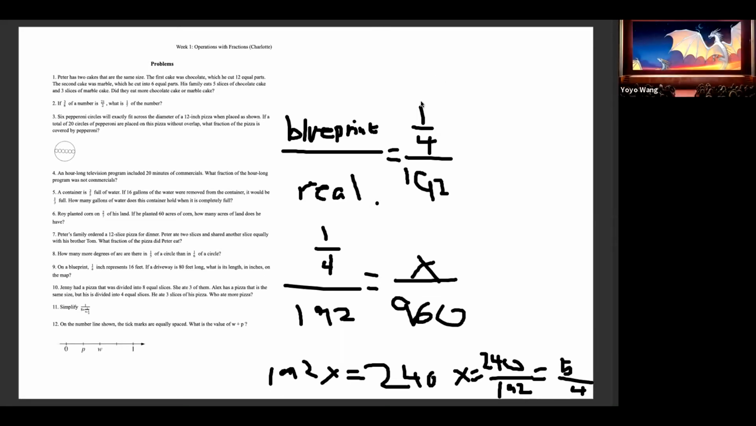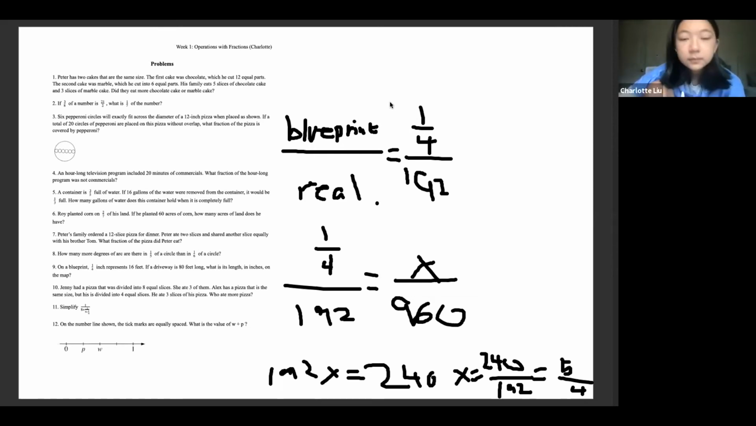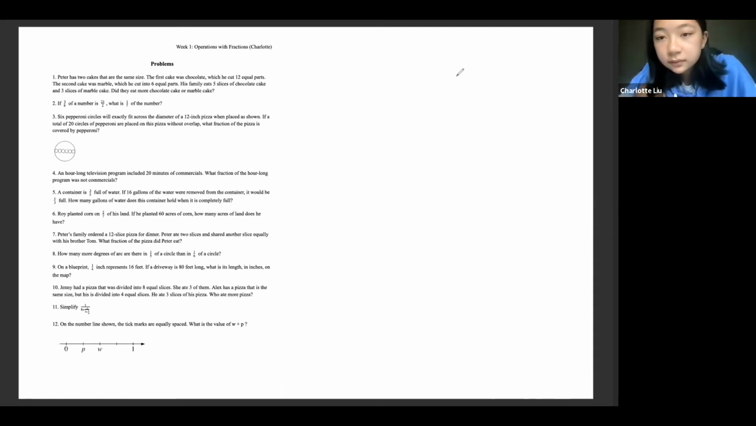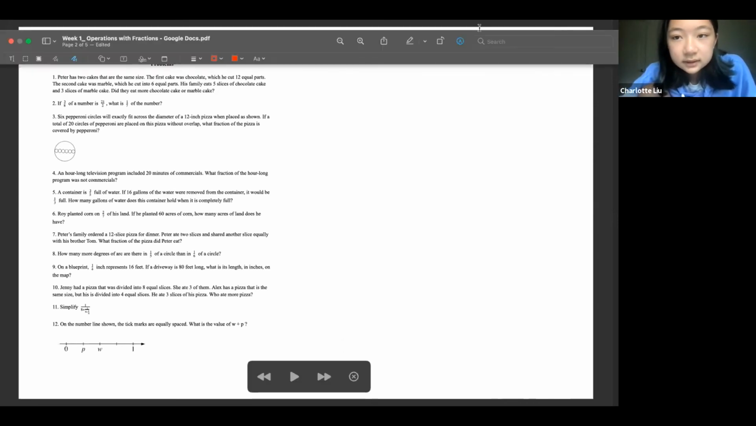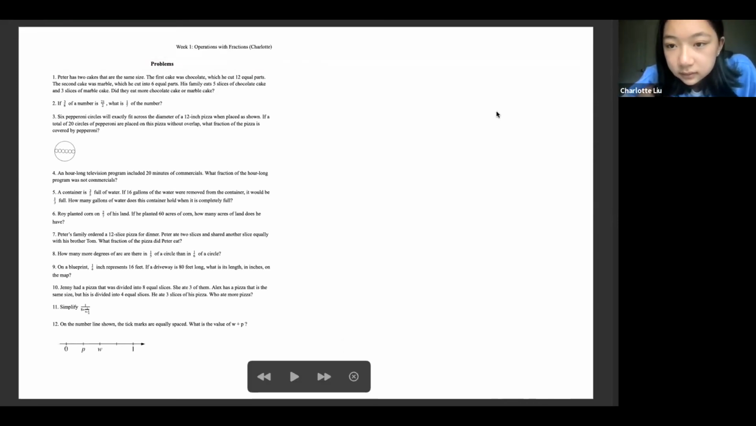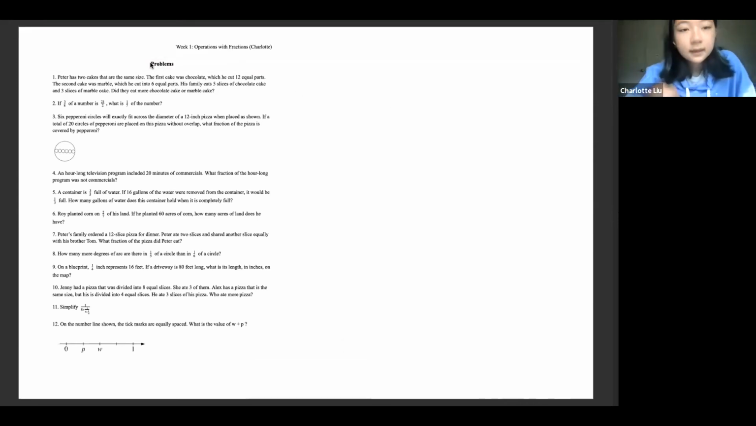Then do we have to write that as an improper fraction? Yes, for most questions, unless they specify it, all answers should be written as an improper fraction. So Jennifer has another solution. So let me give you annotating access. Okay, you can annotate now.